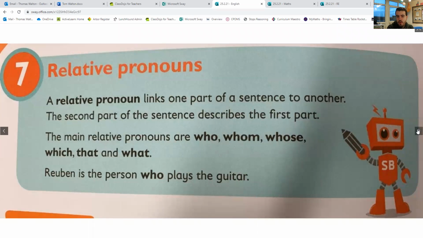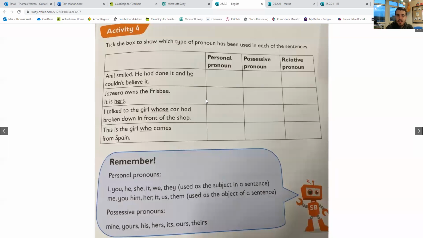Again, looking at more pronouns, these are the relative pronouns that we've looked at already: who, whom, whose, which, that, and what. You need to decide in these sentences, the word that's underlined, is it a personal pronoun, a possessive pronoun, or a relative pronoun?